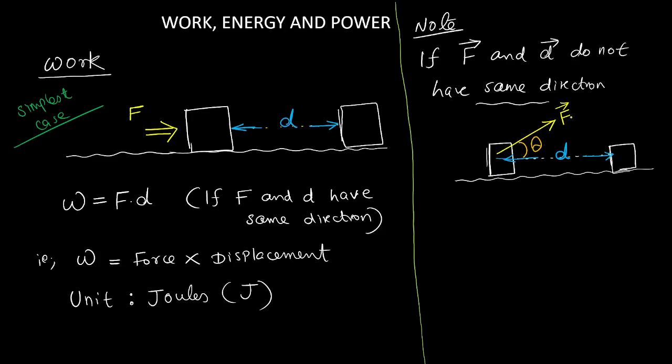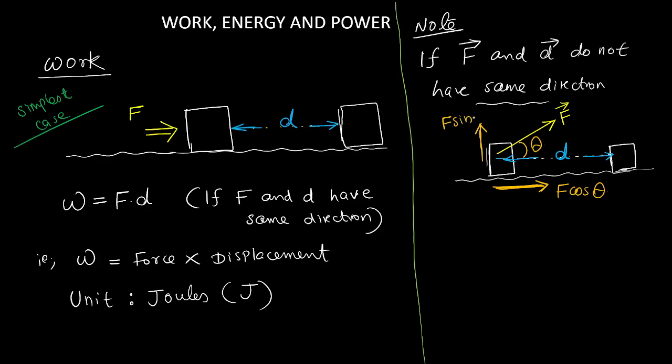F is an inclined force, right? F has two components. What are the two components of the force? Let me draw here. F has a horizontal component. I have already discussed that. If you don't remember, just memorize this. F is an inclined force. F has a horizontal component, F cos theta, and a vertical component, F sin theta.